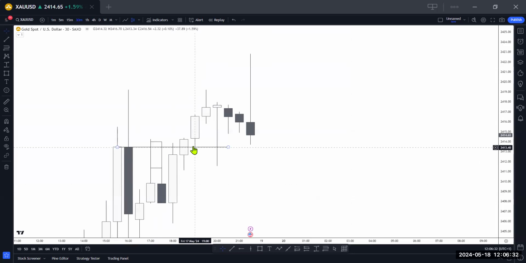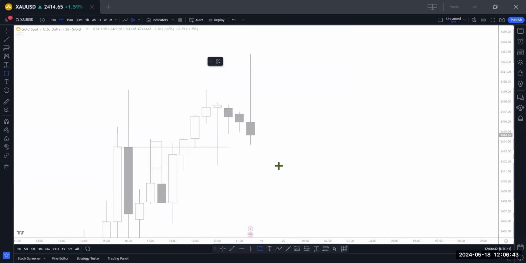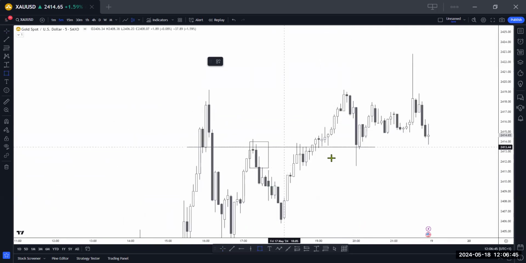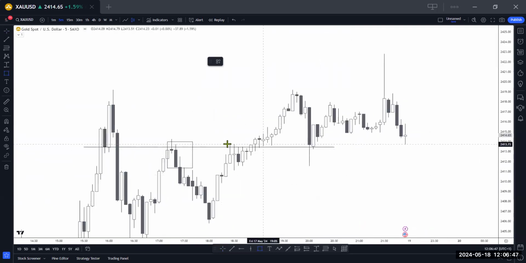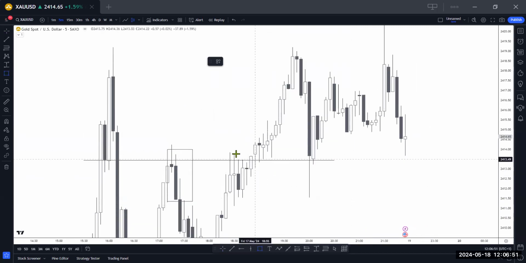Now on the M30, we had this breakout, right? It means that what I'll be looking for now is an engulfing buy on M5. So let's see the engulfing buy. If we get an engulfing buy on M5, your engulfing buy must be after the break. Must not be before the break.